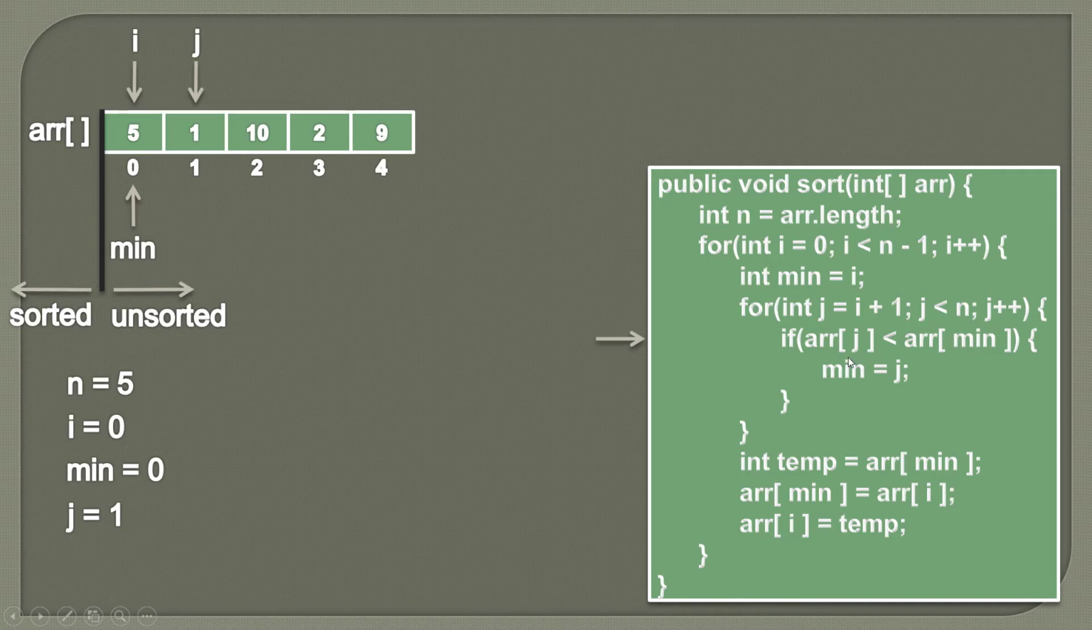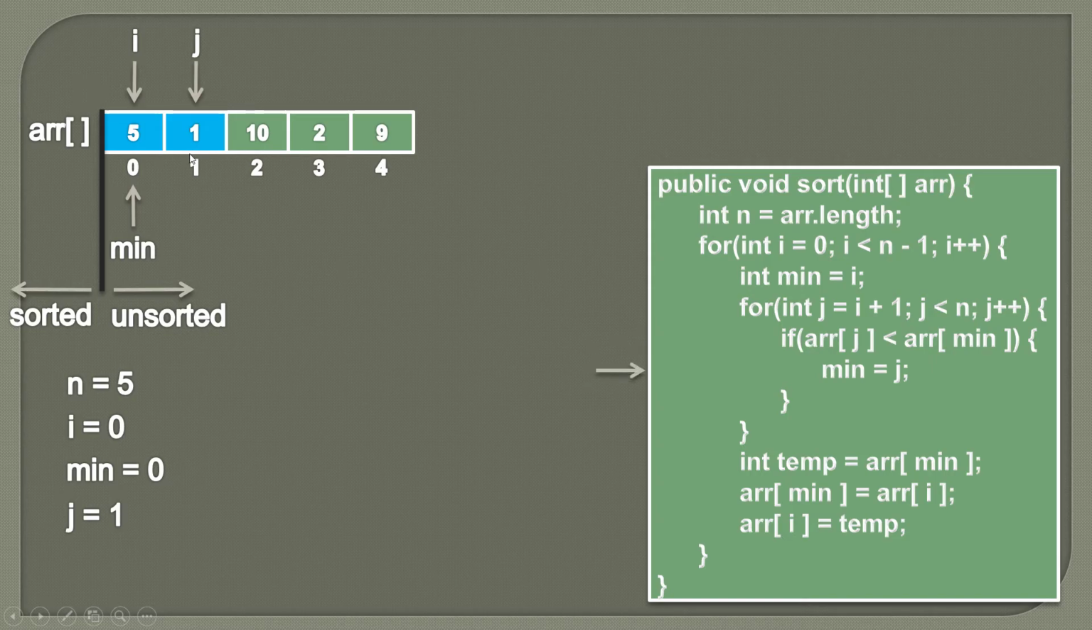In the first step, we are simply checking whether the value at the jth index is less than the value which min is holding. So here you can see the value at array of min would be 5 and array of j would be 1. Now we'll simply compare these two values, and here we are checking whether 1 is less than 5 or not.